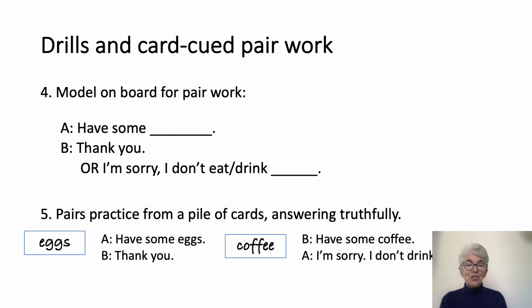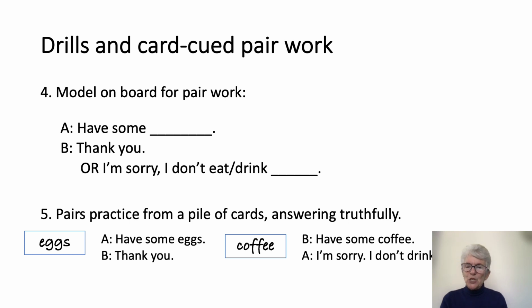Now it's B's turn to pick a card and ask A. She picks a card with coffee and says, "Have some coffee." A answers again truthfully, yes or no. "I'm sorry, I don't drink coffee." Yeah, it's essentially a drill, but because students are working in pairs, they're more likely to really be speaking, and it maximizes the amount of English students are using.